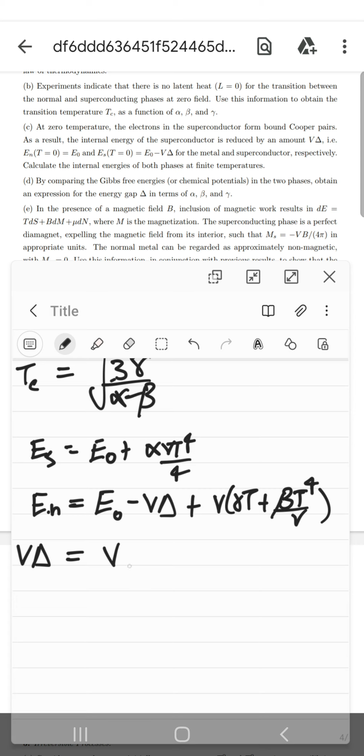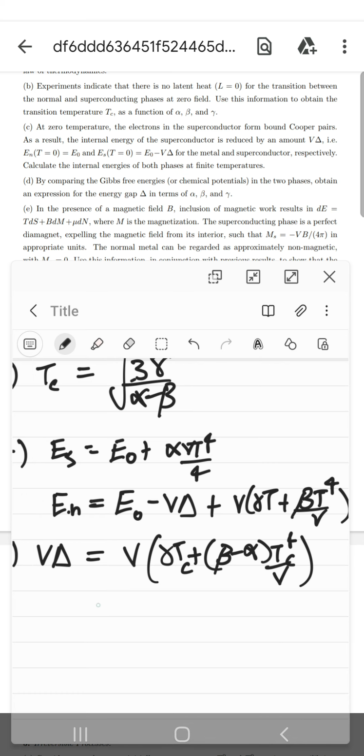It's just V times gamma T plus beta minus alpha T power 4 upon V. Cool. Actually it's just supposed to be Tc, but whatever. So you just have delta basically. Cool, so you just put that in there. Just have gamma Tc. There's a T power 4 term involved. Should there be a T power 4 term involved though?